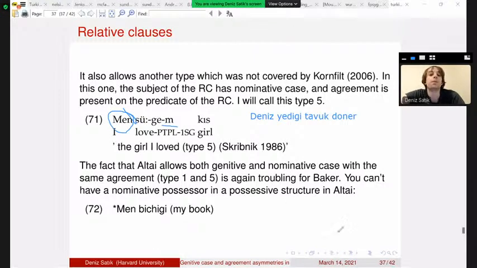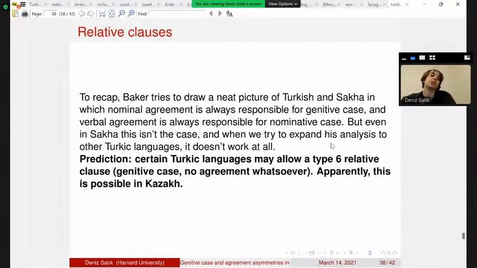It's a problem. What we would expect is that in Altay, you can't have a nominative possessor in a possessive structure. So you can't say something like ben kedim in Altay. And that's borne out. You can't say ben biçigi, my book, or ben kitabım. You can only say benim kitabım in Altay, just like Turkish. Okay, so the problem is this.